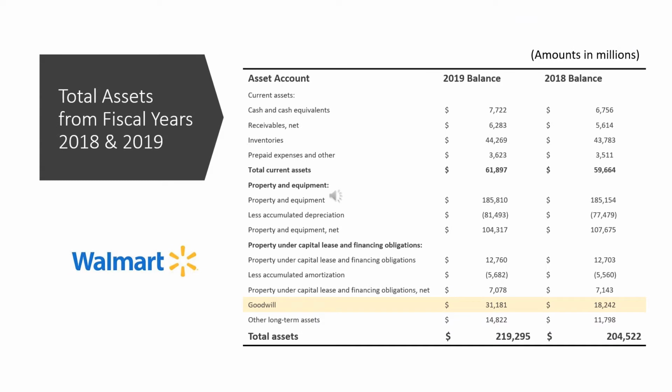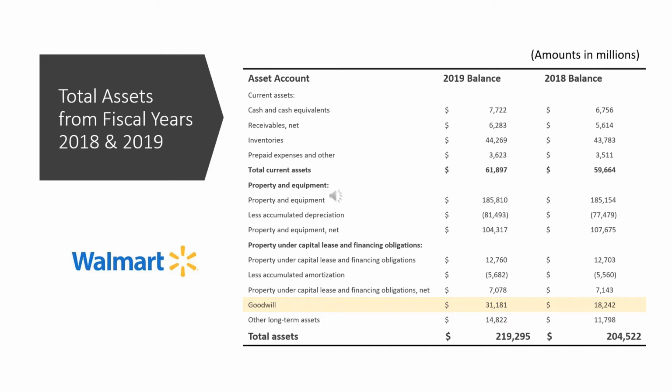Here's a section of Walmart's fiscal 2019 10K annual report, and we are comparing the total assets of the 2 years. So as you can see, the total assets for year 2018 were $204,522,000,000. And then the total assets for 2019 are equivalent to $219 billion, $219,295,000,000.